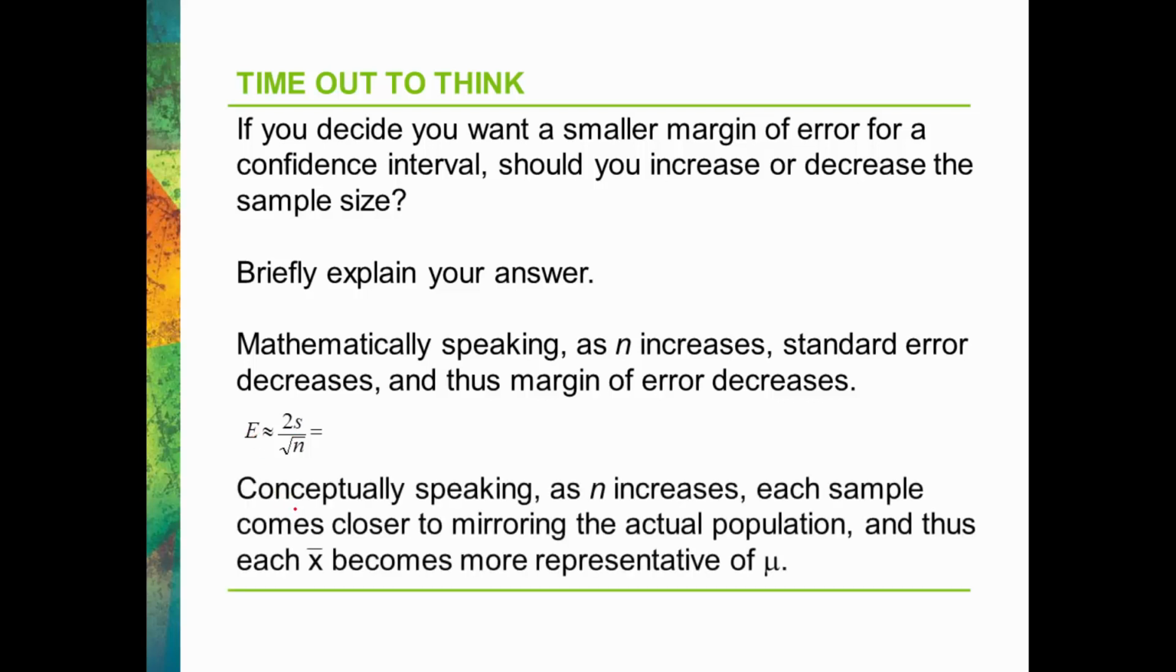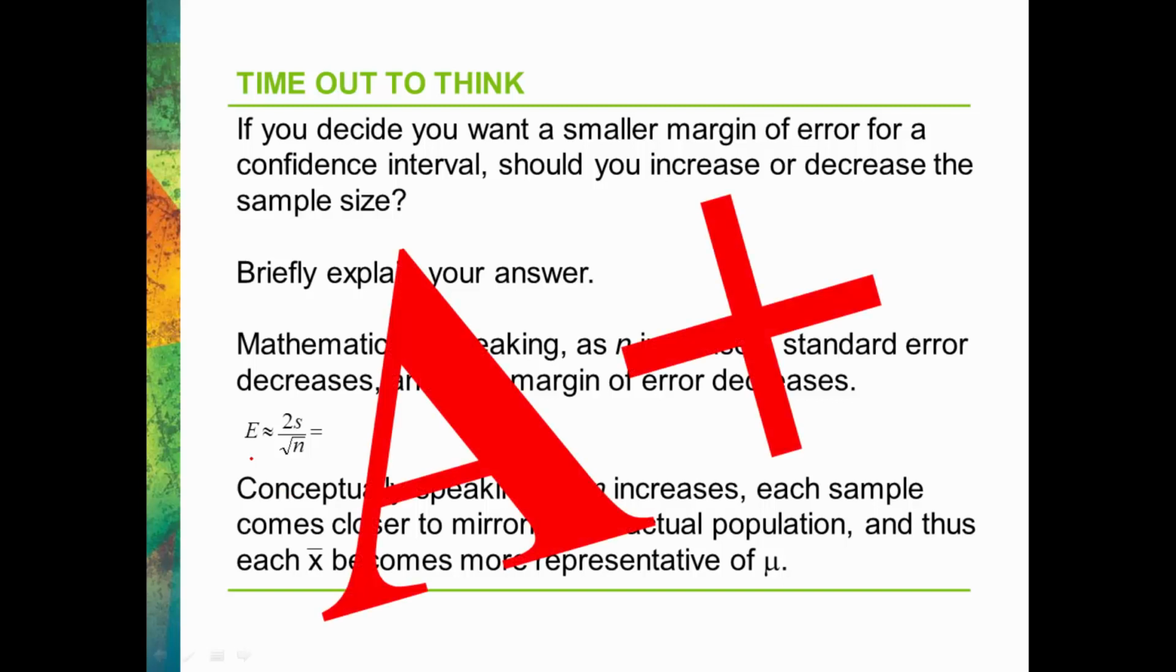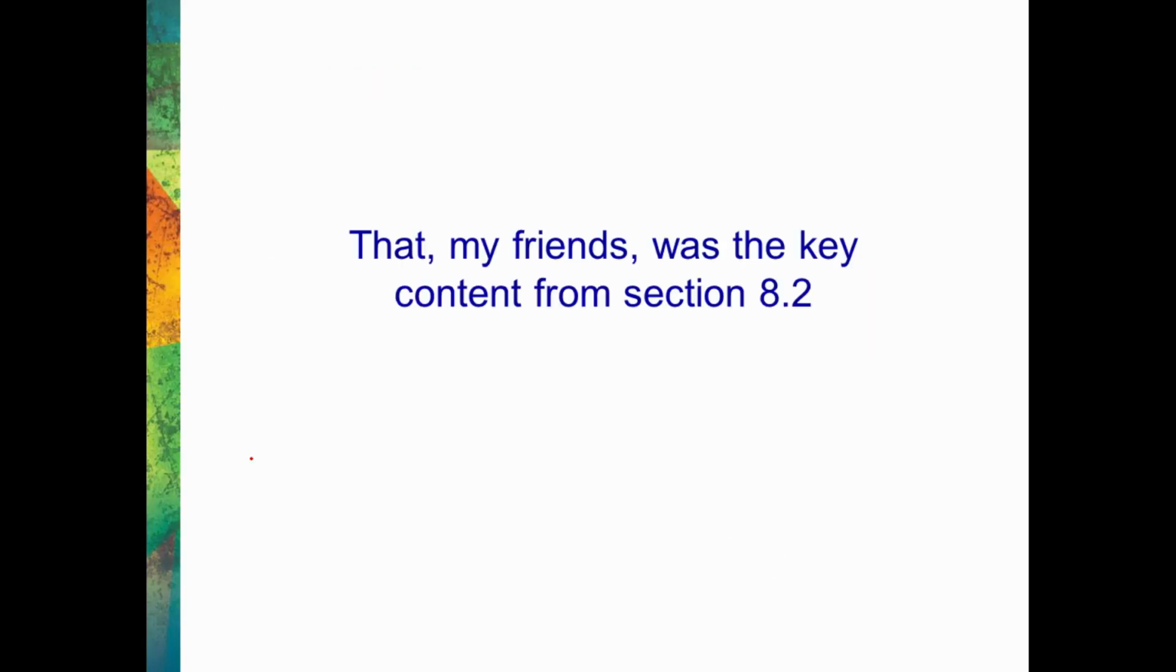And then conceptually, think about it this way. As n increases, each sample is coming closer and closer to measuring the population. So we would expect that our sample means do a better and better job of representing mu. So mathematically and conceptually, we're understanding why a larger sample size is going to result in a smaller margin of error. So this is the type of response that would get a really good grade on an exam.